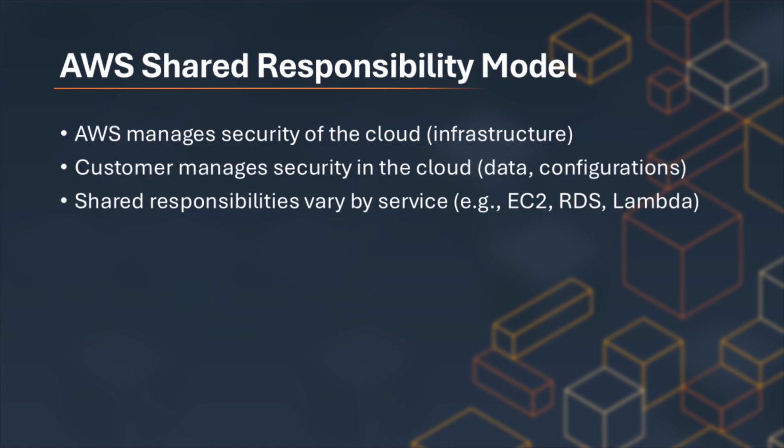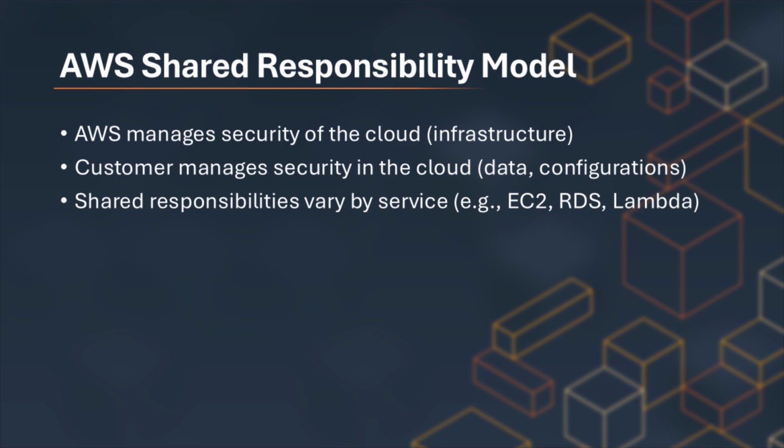First, the AWS Shared Responsibility Model. This model clearly defines security roles. AWS manages security of the cloud, covering physical infrastructure like data centers, servers, and networking hardware. For example, AWS secures its facilities with biometric access and 24/7 monitoring. Customers handle security in the cloud, such as configuring applications, encrypting data, and managing access.